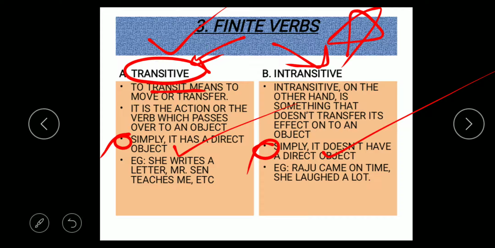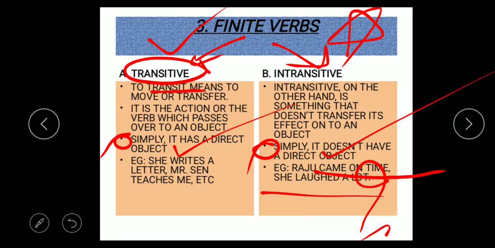Example, Raju came on time. Here we cannot see the use of any object. Sentence number 2, she laughed a lot. Here also there is a question mark about the object. So this was all about transitive and intransitive.